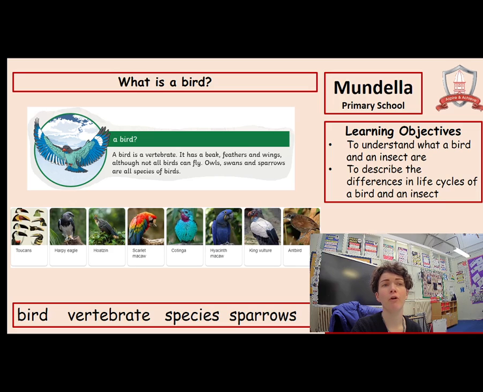So on the screen we can see some of the examples of the birds that live in the Amazon rainforest. We have a toucan, a harpy eagle, a hoatzin, a scarlet macaw, a cotinga, a hyacinth macaw, a king vulture, and an antbird. You can see lots of different types, and there are going to be hundreds more species in addition to these on the screen. These are just some of the examples of species, of types of birds.